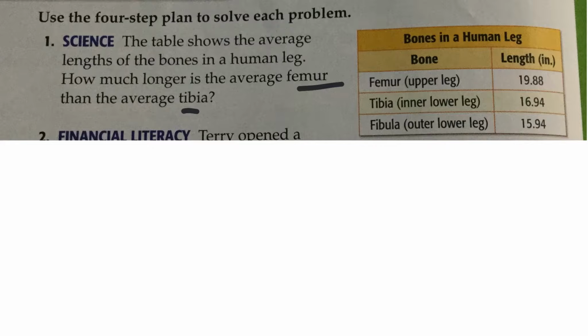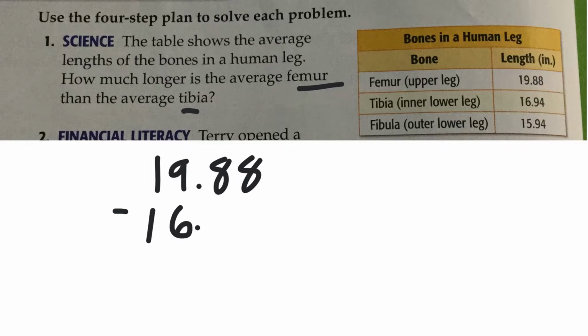So we're going to subtract the tibia length from the femur length. The femur length is 19.88, and then we want to subtract the tibia length, which is 16.94. So when I subtract those, 8 minus 4 is 4. 8 and 9, I cannot subtract that, so I have to borrow.